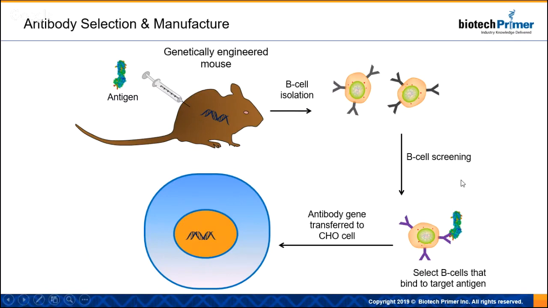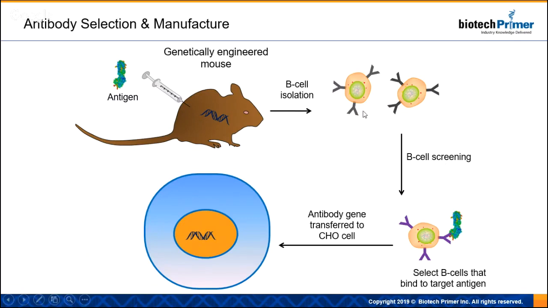Is it blocking the receptor? We don't want it to activate the receptor, so we have to make sure that it's blocking the receptor, not activating it. Once I've screened enough B cells, and again, a big part of this is luck, this could take me weeks. It could take me months. If I'm really unlucky, it could take me as long as a year.